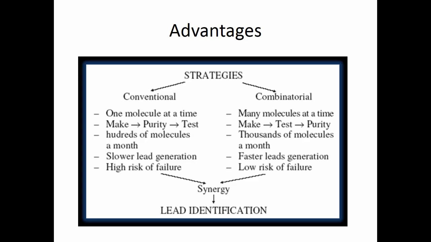Conventional, you maybe do hundreds of molecules in a month, whereas combinatorial, you can test thousands of molecules in a month, maybe even more. Depends on how good your robots are. With conventional, and again you can probably see a theme here, slower lead generation. Combinatorial, just because of the sheer bulk of it all, faster lead generation. Higher risk of failure with your conventional method, a lower risk of failure with combinatorial, because you have, again, so many different compounds that you've made, and with that you can identify the lead.